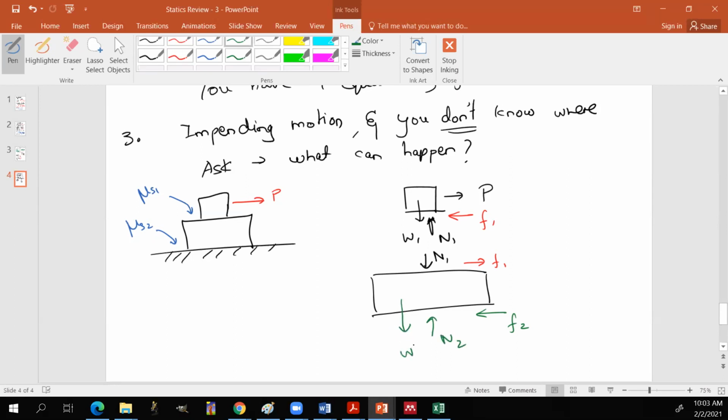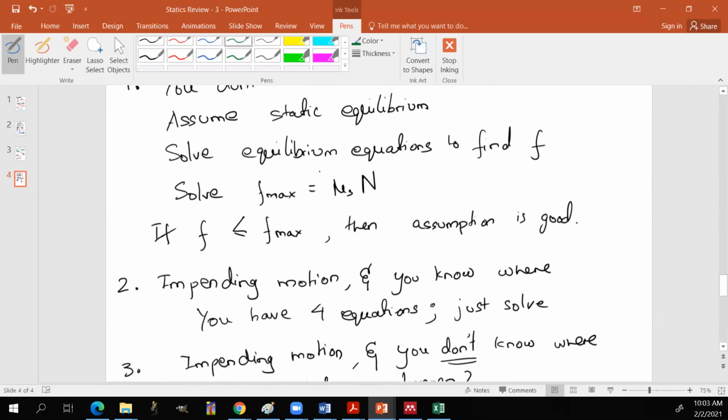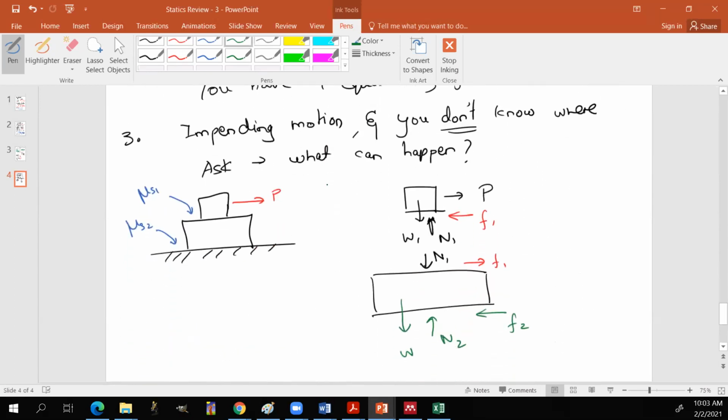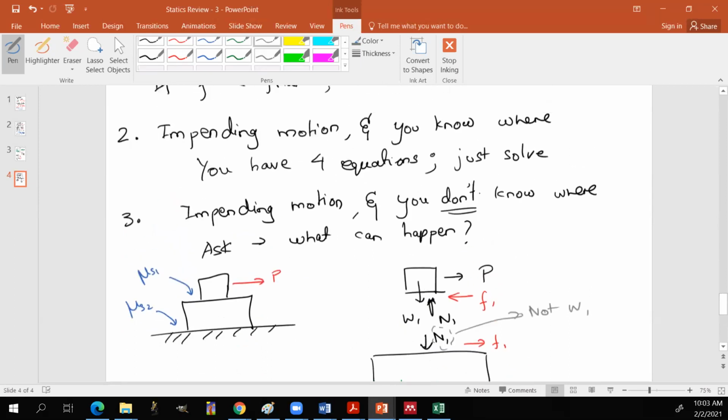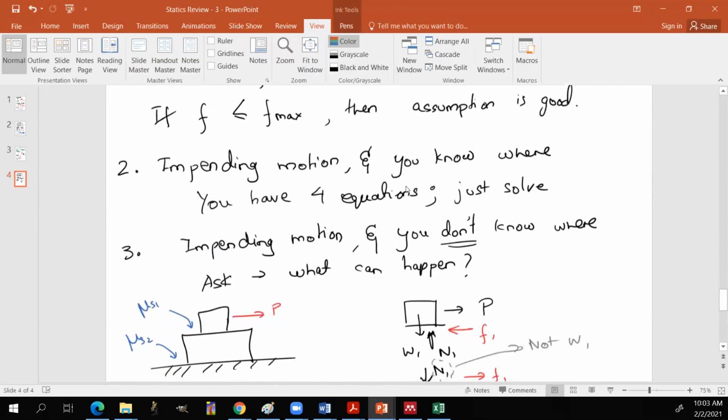So you basically have to go and see what can possibly happen, and solve it using the first step. The important thing to note here, quick note, which you guys are very familiar with, is that this N1 is not W1. You need to solve for N1 and then plug that in there. It's not a simple transfer of weight. So this is all the stuff where there is no movement.